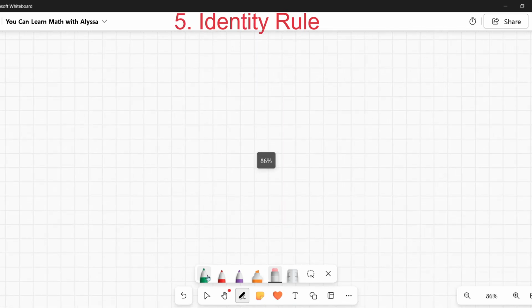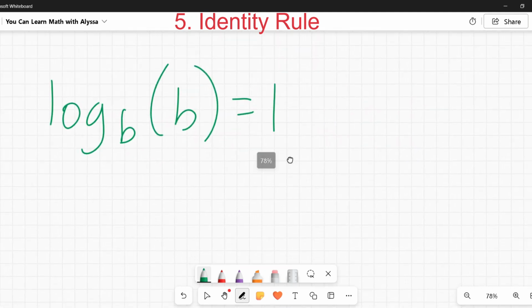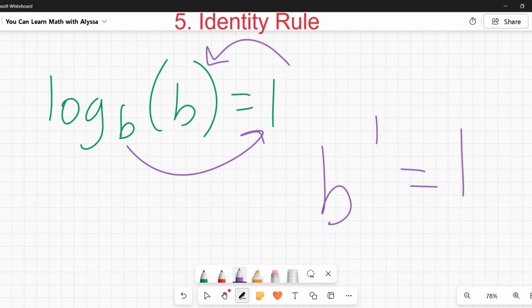Next we have the identity rule. Is it just me, or do the names of these sound cooler than the rules actually are? So log base b of b is equal to 1. Again, we're just expressing that previous exponent rule that you probably learned earlier in the year, in the inverse way, because this is saying b to the power of 1 equals b. A number to the power of 1 equals that number. Okay.